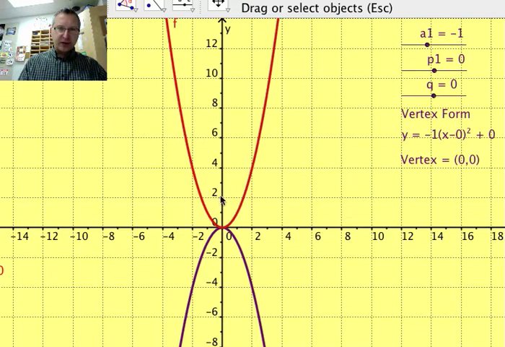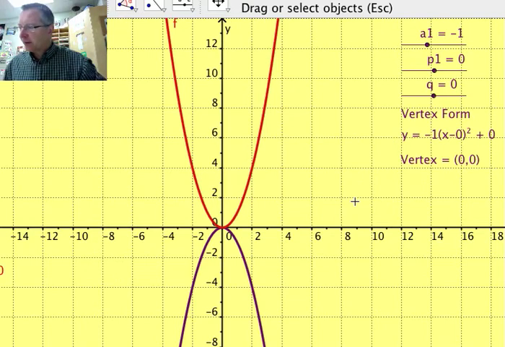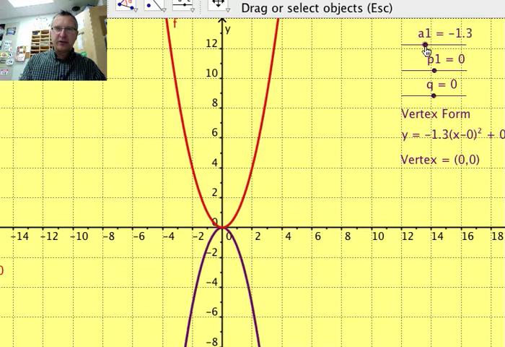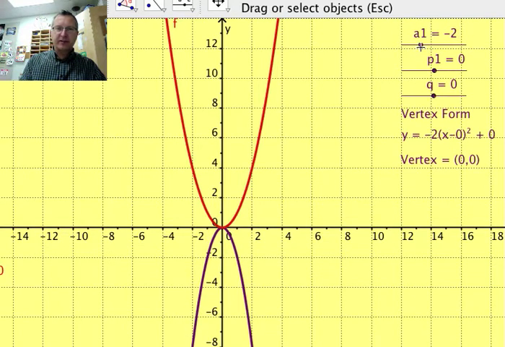In this original graph, the red one, A has a value of 1, and in the new graph, the purple one, A has a value of -1. So A has stayed the same. The negative just reflects our graph upside down. Now, if I change A to -2, yes indeed, our graph gets narrower, or it's vertically expanded by a factor of 2. So the 2 still vertically expands our graph. The negative reflects it upside down.